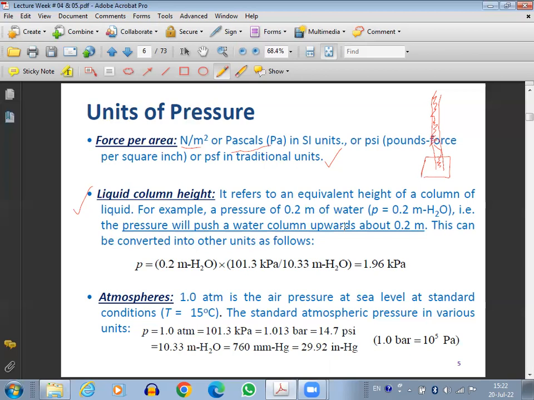What is the height of the liquid column? A liquid column could be water. So sometimes we say 0.2 meter of water column. 0.2 meter means we have a column of water, and the height of the column of water is 0.2 meter. Okay, and it is filled with water. So this much amount of liquid in the column is going to exert some pressure. And how much will be that pressure? That is another unit.